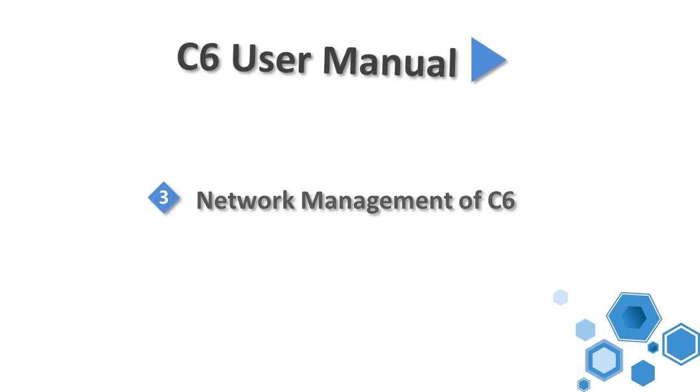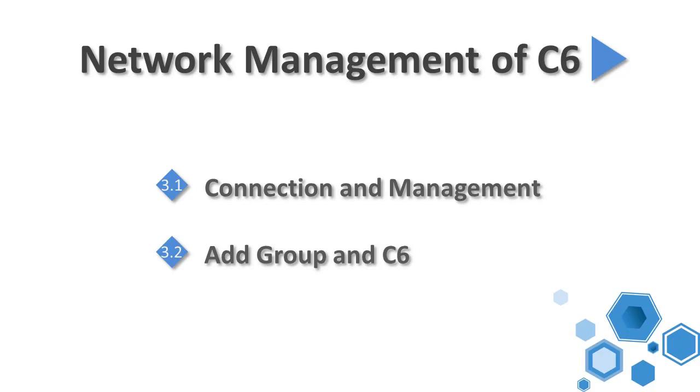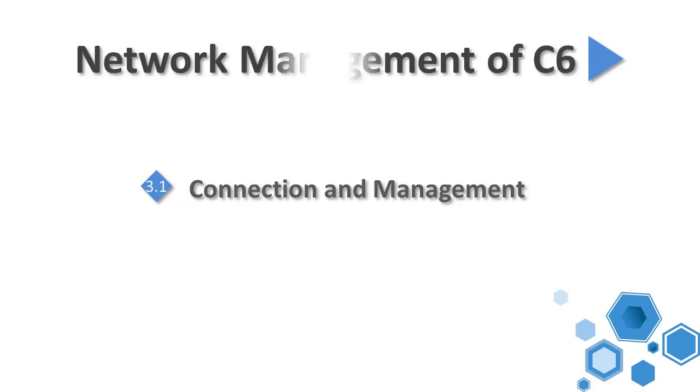The final part is Network Management of C6. This part includes two sections. The first one is Connection and Management. The second section is Add Group and C6. Let's look at the first section, Connection and Management.